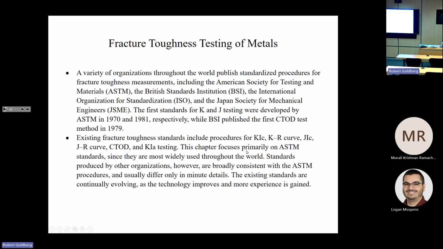And obviously, as technology improves and more experience is gained, the existing standards are continually evolving. With all the various new test techniques and test methods, digital image correlation and all the other testing technologies that have been developed, the standards have been modified. Plus also as understanding evolves, and we'll get into this, one of the pet peeves of the author of the book we're using is that in certain things, as greater understanding builds and more experience is gained, the standards are modified.